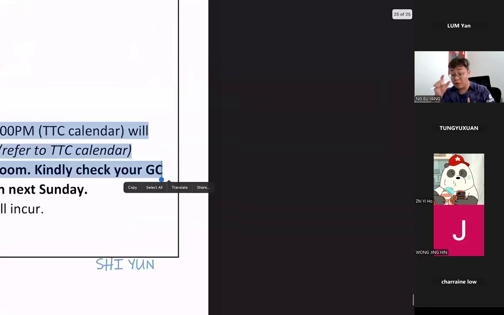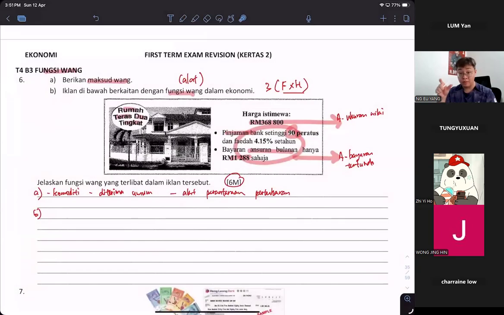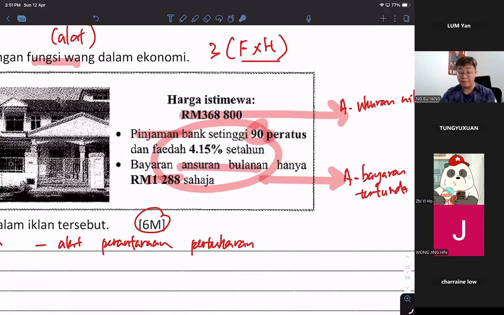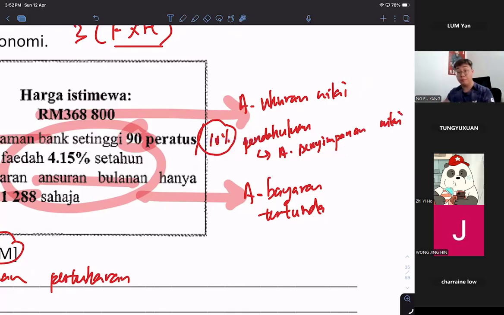So nilai yang stabil is not only for the money, it also refers to the house. So there's some money and a house after we pay the 10%, because 90% is your installment, right? So the 10% here is your down payment, known as your pendahuluan. The pendahuluan is what you pay first, known as your alat penyimpanan nilai. So that's why this question is quite tricky for the students to explain. The 10% pendahuluan is alat penyimpanan nilai. You pay 10% first, so it's like you try to save money first. The 90% is only to give back to the bank.